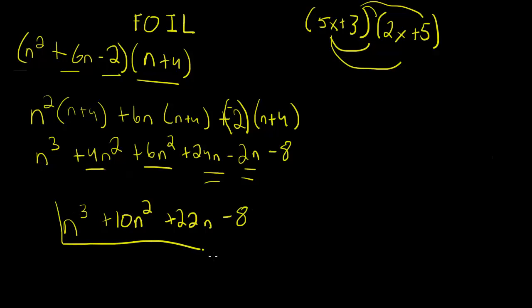And that's our answer. So really, the FOIL method is really just distributing the first term by the whole thing, and then the second term by this other whole thing. That's really all you're doing.